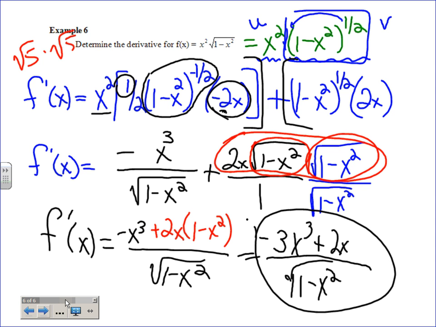Yes, that 2 that was here for a very short period of time came from there, and the 2 that was here came from right there, but then they canceled. Yep. Any questions? All right. We'll revisit that in a second.